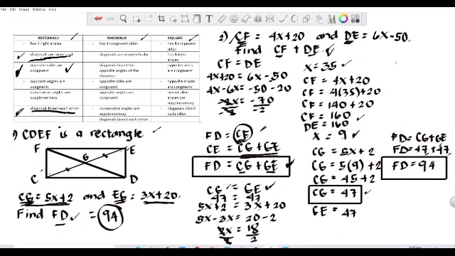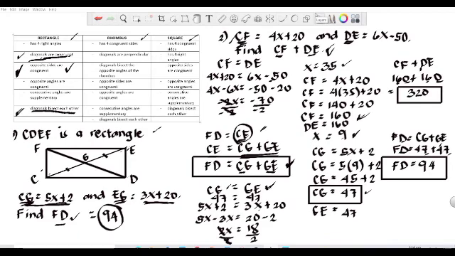So let's now solve for this. Solve for CF plus DE. So substitute lang natin yung mga values nila. So CF is 160 plus DE, which is also 160. Or we can have here 160 times 2. Alright? So that is equal to, so 0 plus 0 is 0. 6 plus 6 is 12. Carry 1 plus 1 plus 1 is 3. Therefore, CF plus DE is equal to 320.